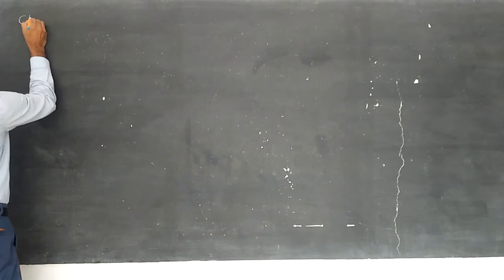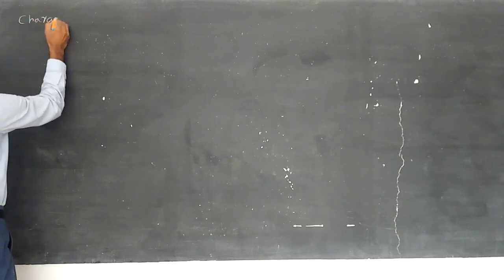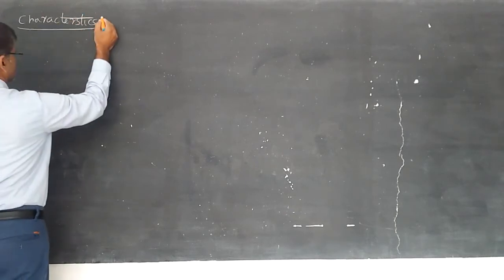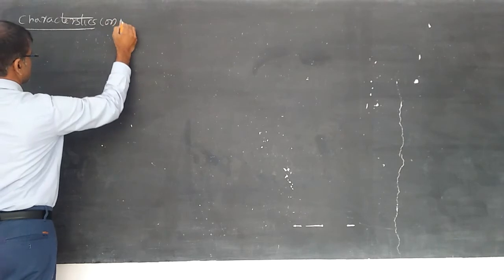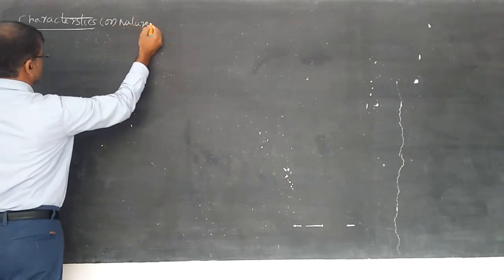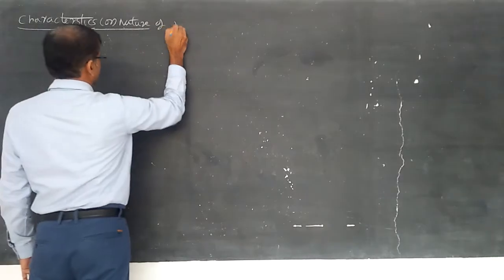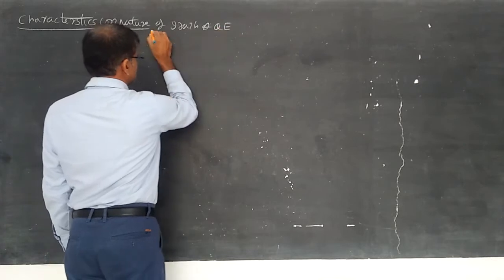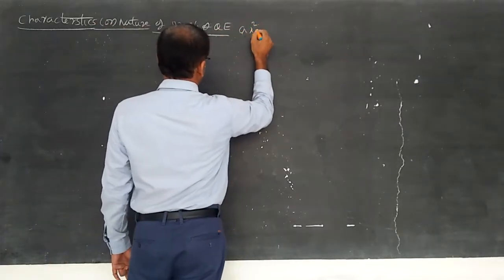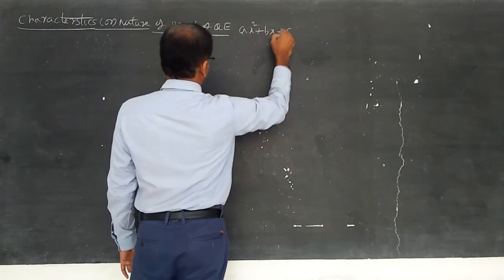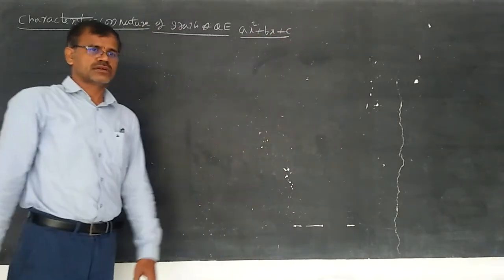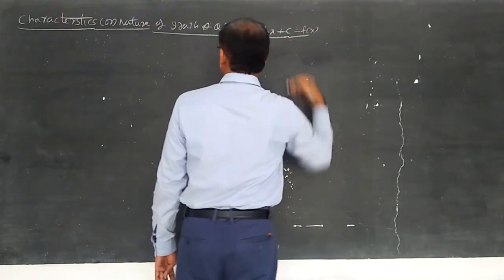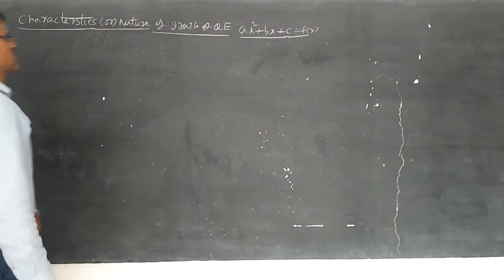Now we can write the characteristics or nature of the graph of the quadratic equation ax square plus bx plus c, or it can be written as f of x. A function f of x equals ax square plus bx plus c, graph.